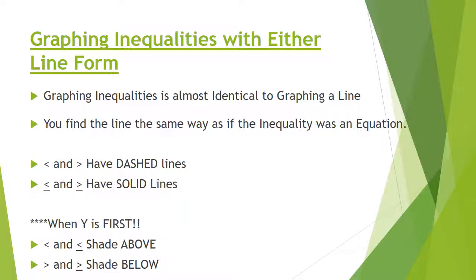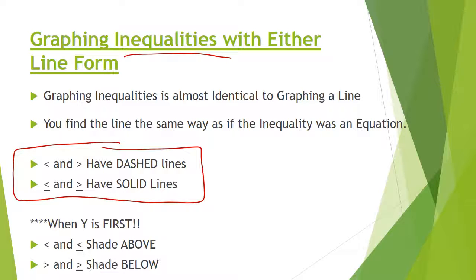So here are our rules for inequalities. An inequality is just not an equal sign. So you've got a less than, a greater than, less than or equal to, greater than or equal to. Now here are the rules for the lines. Dashed or dotted if there's no line underneath the symbol. Solid if it's got an equal to underneath it. So equal to, solid line, less than or greater than, dashed line.